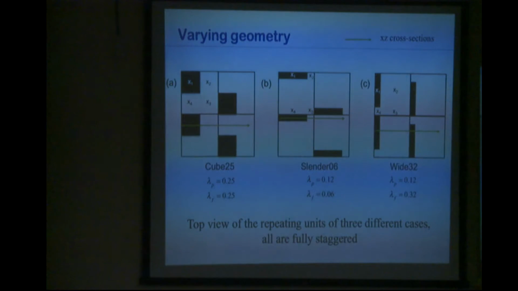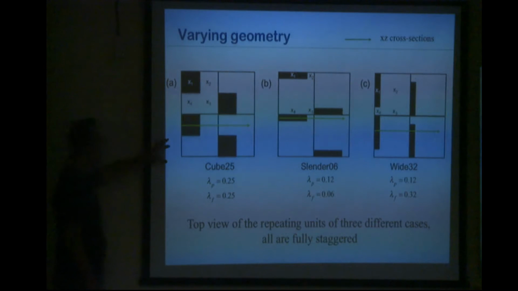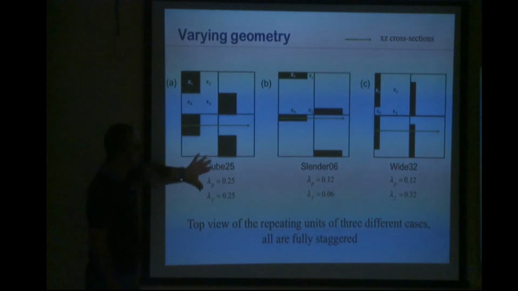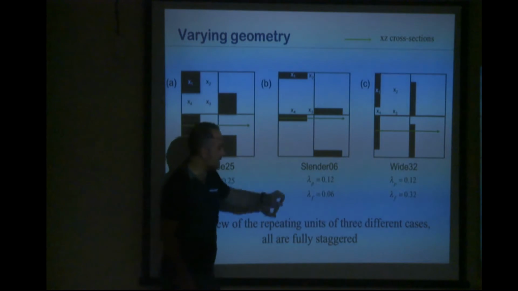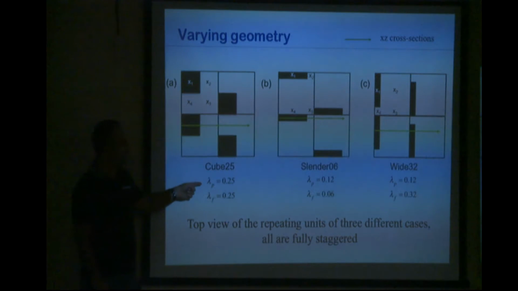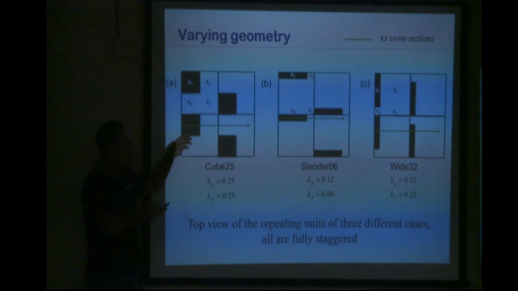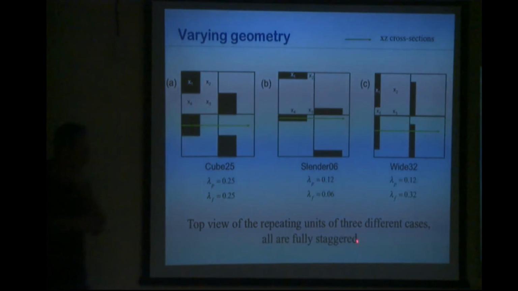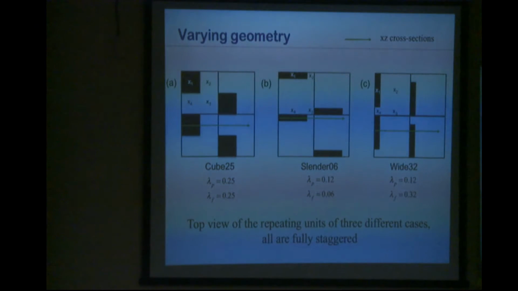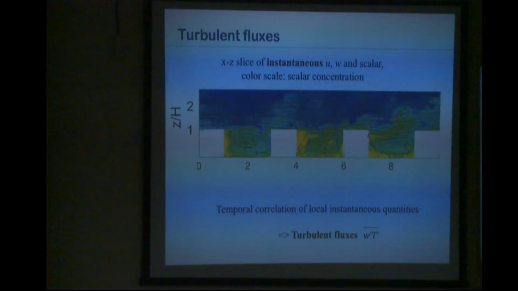And so what we did is we did a cube, but then we did 8 other cases where we maintained lambda p constant and we varied lambda frontal. So we made them from very wide to very slender cubes. This is a top view. And now we are trying to ask the question, basically, we go back to this question: what are the processes that these resistances are basically trying to parameterize?